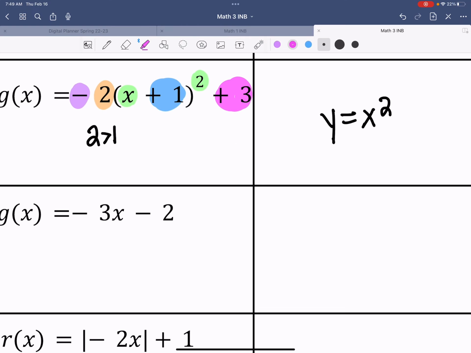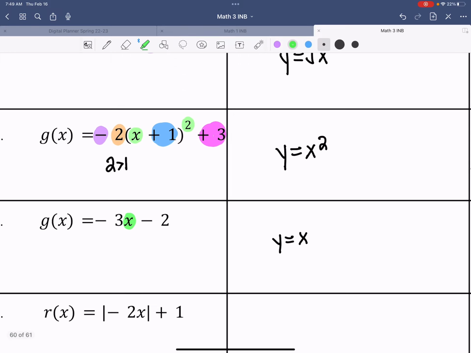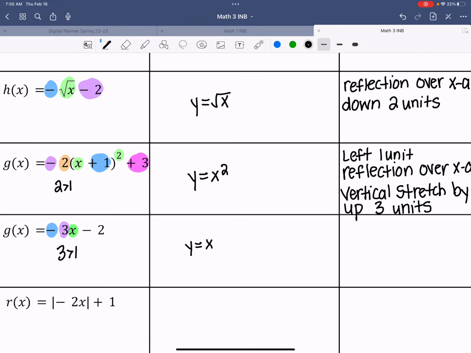All right, so for the next one, we have just x by itself. So this is actually a linear function, sometimes called the identity. All right, so in the front, we have the negative and we have the 3, so we're going to separate those. So the 3 is greater than 1. So we have a reflection over the x.